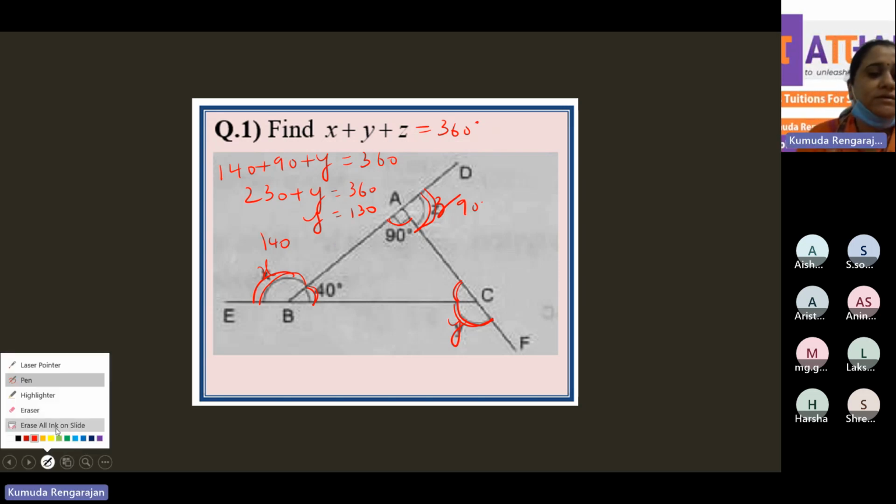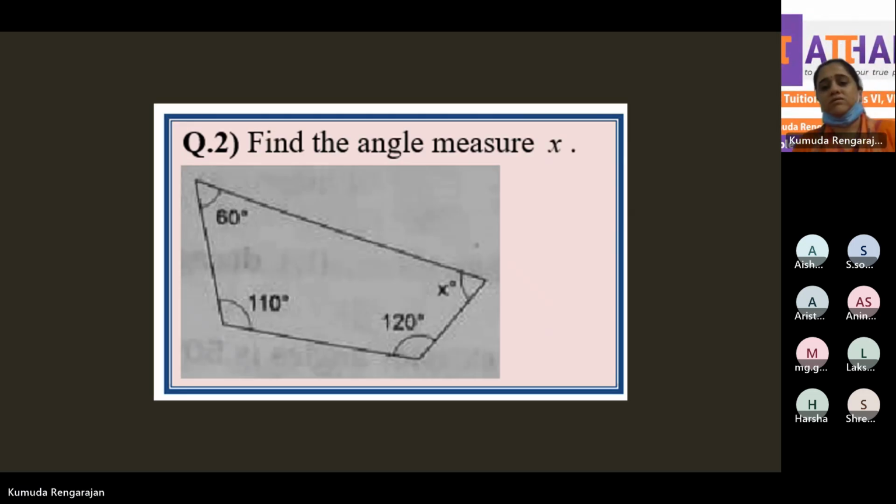What is the property? So here we used one thing, which is interior angle plus exterior angle is equal to 180. Interior angle plus exterior angle is equal to 180. And then the sum of all the exterior angles is equal to 360. And you find x.